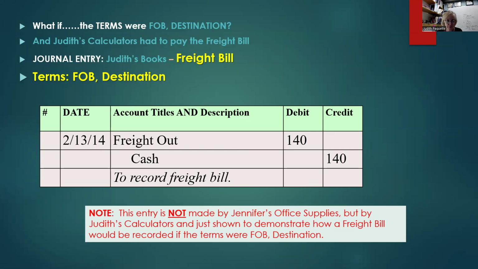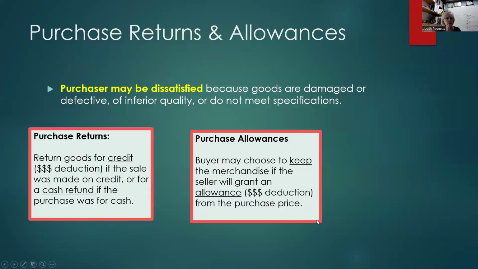If the seller had had to pay the freight, if the shipping terms were FOB destination, then the seller would book this entry. But it's one or the other, it's not both. And this entry is not made by the buyer, so we're not going to book it. I'm just showing you this.